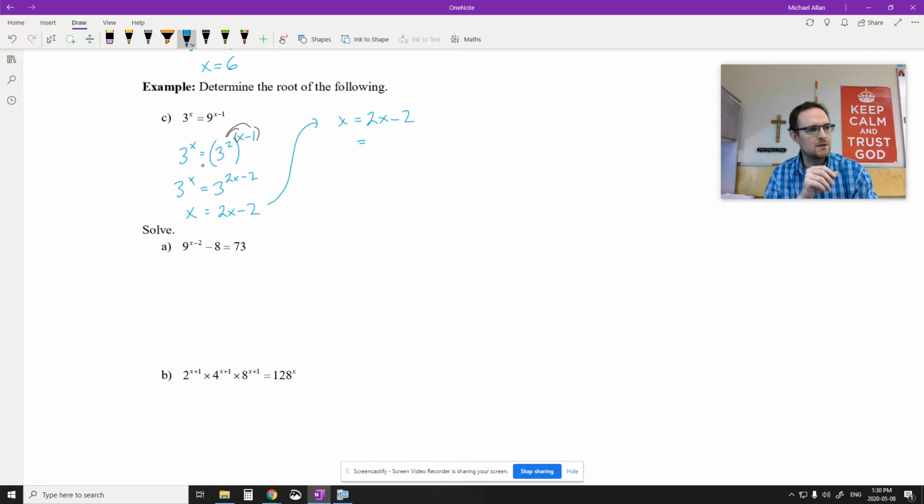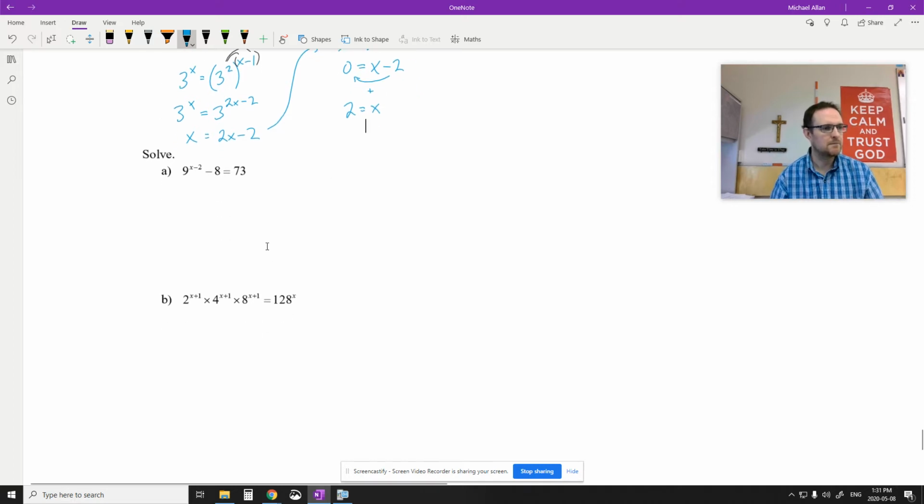Okay, so I'm going to subtract the x over. Now I always like to move the x's towards the bigger one, so like this 2x and x. Let's move everything to the 2x side, because that leaves the x as a positive number. But it leaves a 0 on this side, that's fine. Then I'm going to move this over here. I'm going to add that 2 over. So x is equal to 2. Yep, seems like it works in my head here. So 3 to the power of 2 is 9. Then 2 minus 1 is 1. So 9 to the power of 1 is 9 as well. So that does work out.